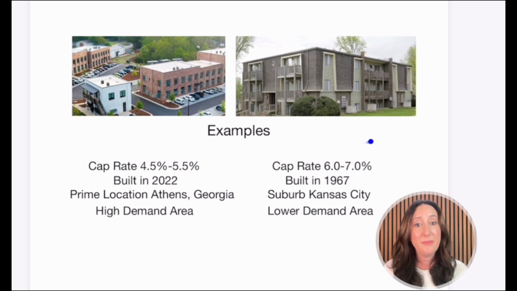So here's a multifamily property I have ownership in Kansas City. Well, it's actually outside of Kansas City, in a more rural part of the Kansas City metro. That cap rate is going to trade between 6.0 and 7.0%. It's a lower demand area. It's a suburb of a smaller city.